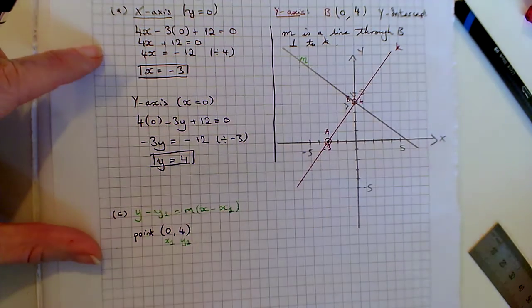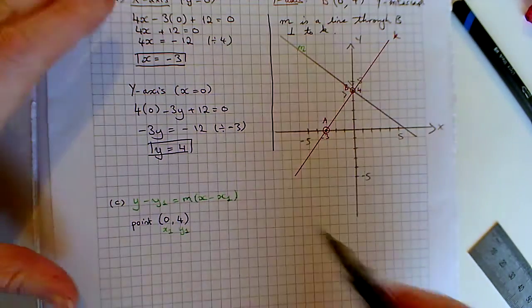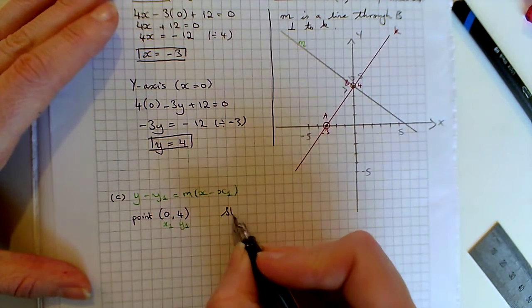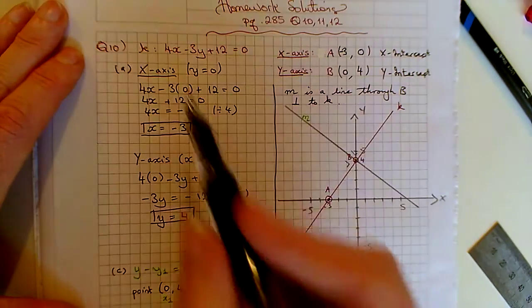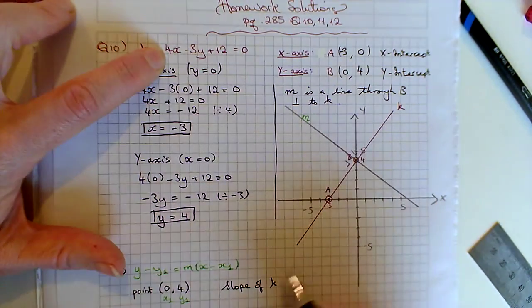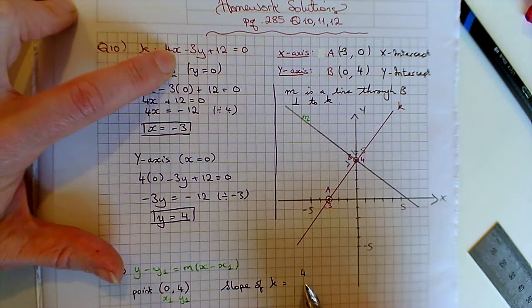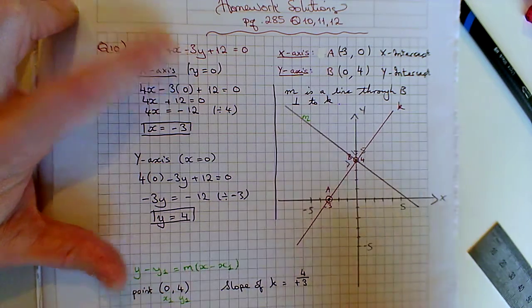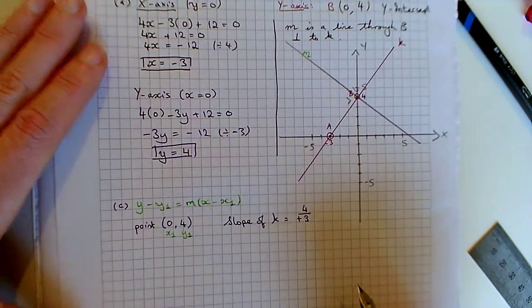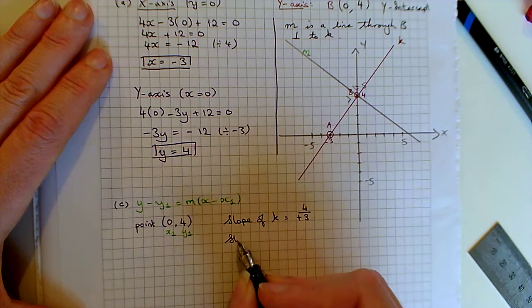And then I need a slope. Well, I can't write down the slope of m straight away. First of all, I have to write down the slope of k, my original line up here. So that's the x coefficient, 4, over the y coefficient, minus 3, and change the sign. So there's my slope of k, and that means the slope of m.